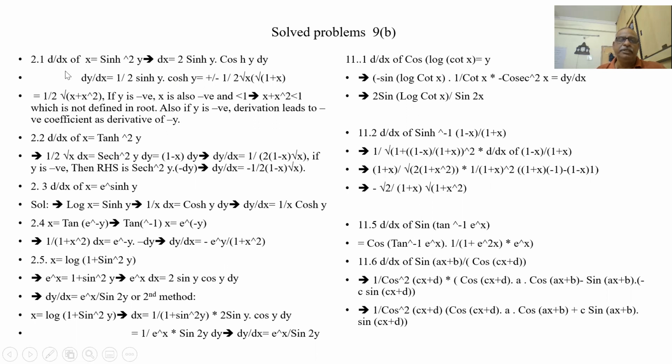So what is given is x is equal to sinh square y. So what is dx? dx is equal to 2 sinh y cosh y dy. So dy by dx is equal to 1 by 2 sinh y cosh y. So what is sinh y? Sinh y is root x. And cosh y is 1 by square root of 1 plus x.